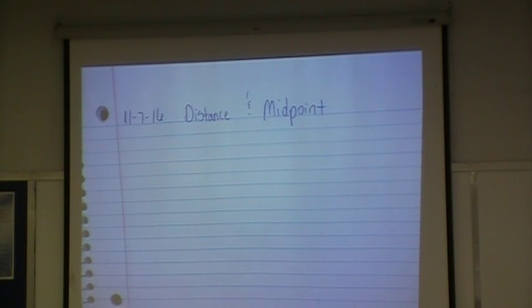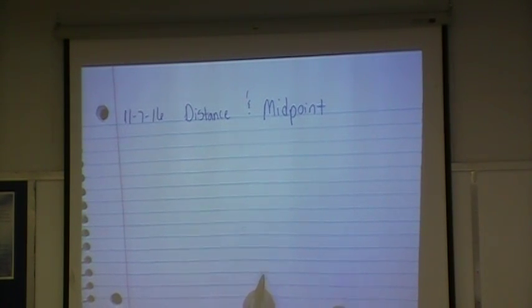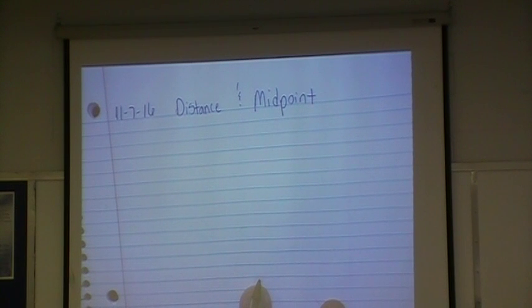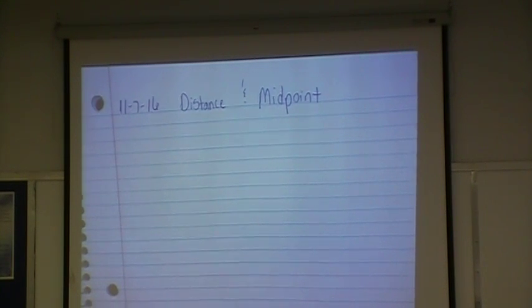Alright, so distance and midpoint. Second nine weeks. Good stuff here. These are formulas that you need to know. We're talking about lines, distance and midpoint of a line. First we're going to start with distance. There's a formula.